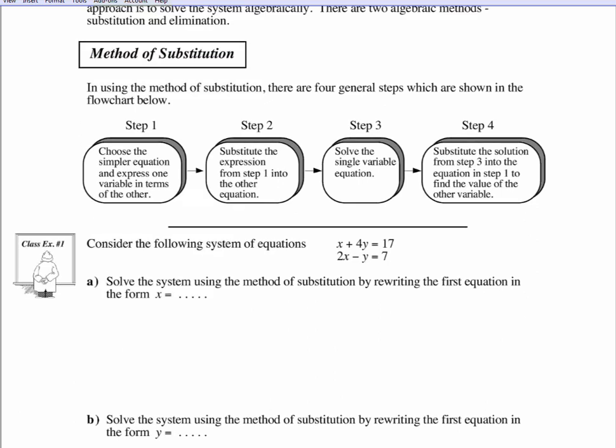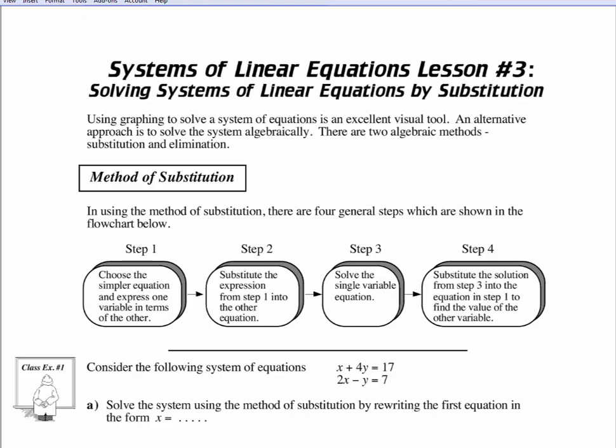Okay, so solving by substitution. We're going to actually solve systems today. So remember, what is a system? Two or more equations with two or more variables. So for us in grade 10, Math 10C, we are going to have two equations, two variables, and that's it. Okay?